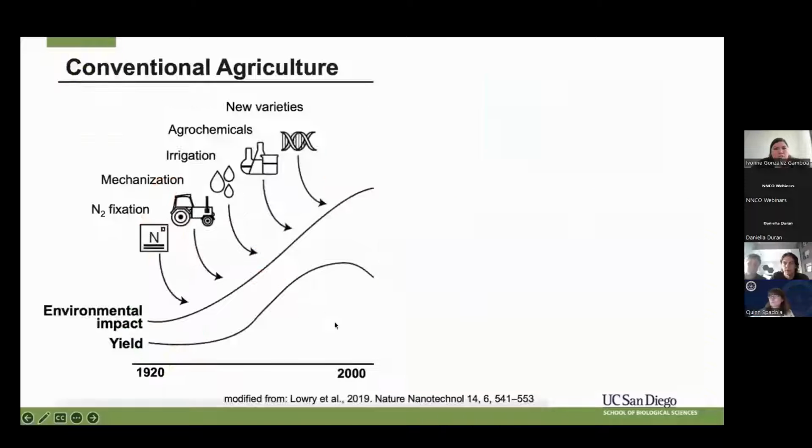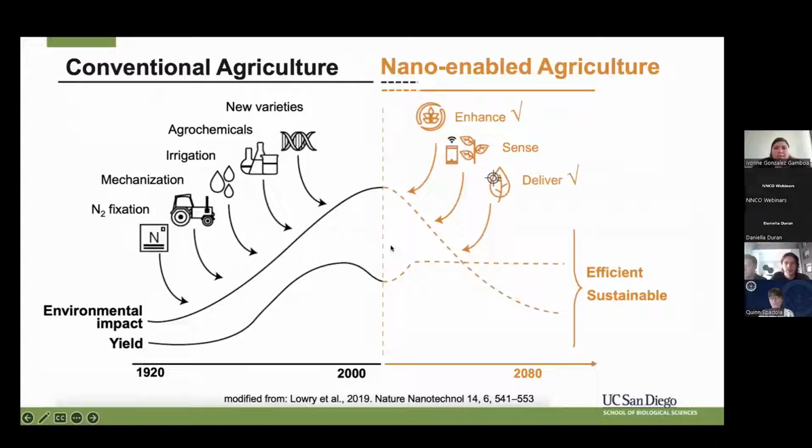Agriculture comes from way back, and we have done things to improve yields. As we can see here, we've tried different techniques and technologies, such as irrigation, new varieties, and agrochemicals, in order to improve the yield. But as we improve the yield, we also have an impact on the environment. And that is where nano-enabled agriculture comes up. What we're trying to get to here is the efficient, sustainable part of agriculture.